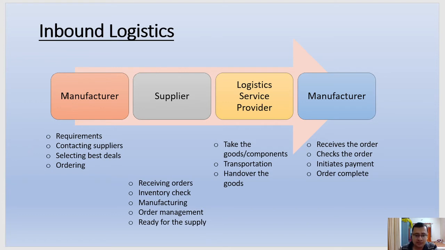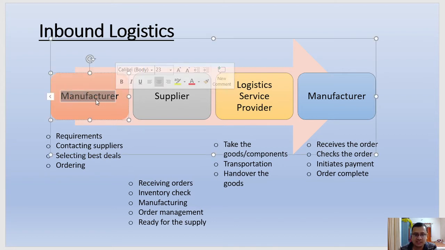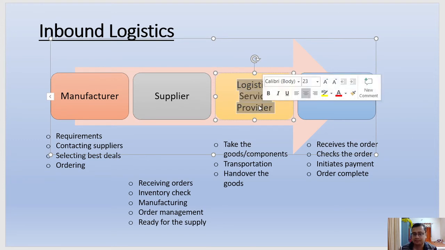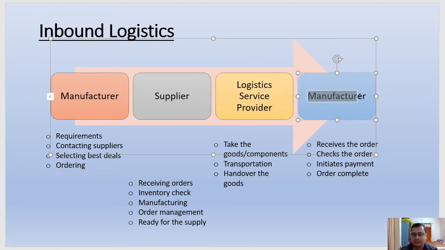So there are 4 steps in inbound logistics, considering my example. First is the manufacturer, that is me. Second is the supplier. Third one is the logistics service provider. And fourth one is the manufacturer, which is again me. So there are four elements, you can say, in inbound logistics.